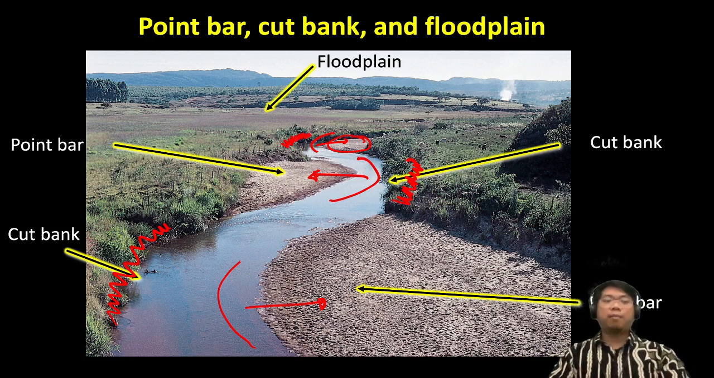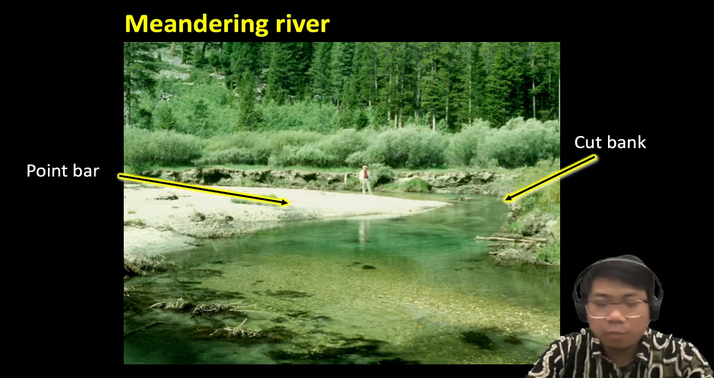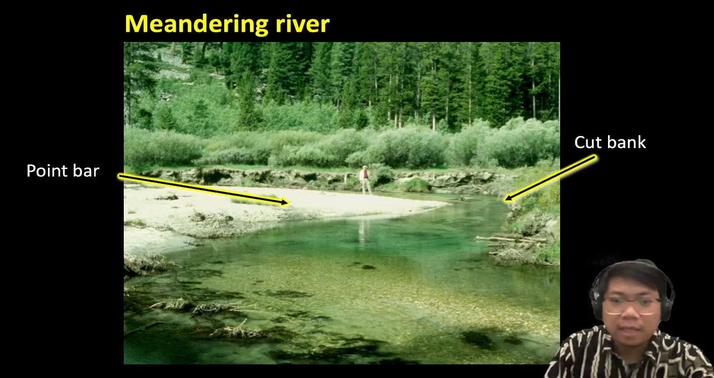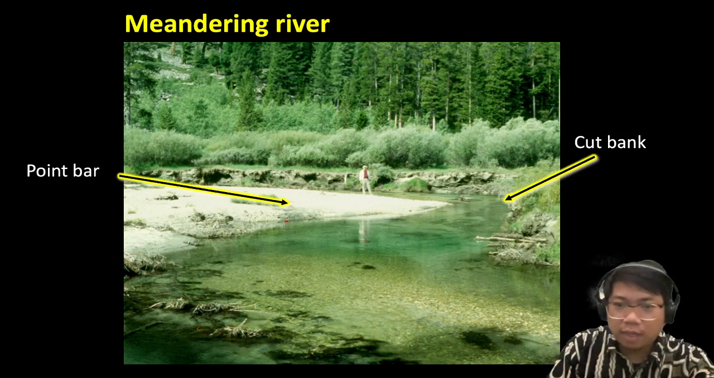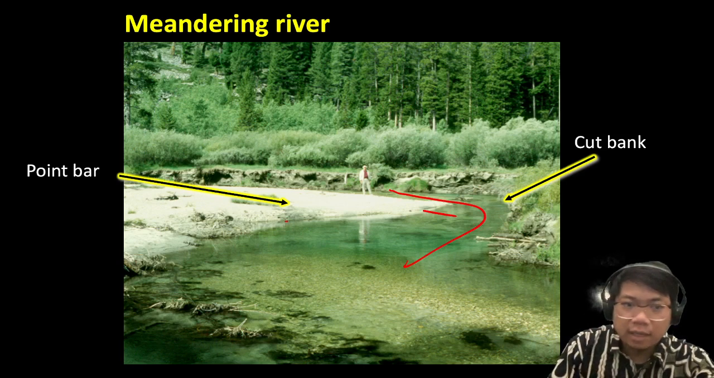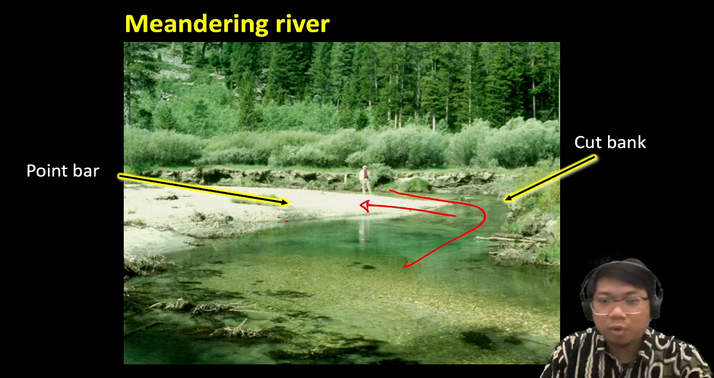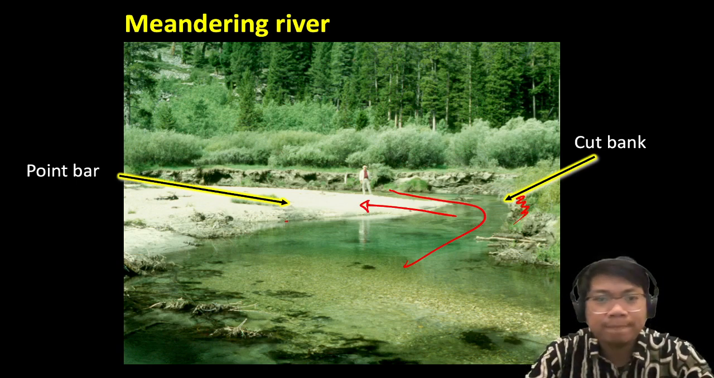Okay, so again, the point bar is on the inner side of it, and on the opposite side of the channel we will have cut banks. And there's a reason why cut banks and point bars form, and I'll talk about that in the next few slides. But here's another example of a point bar right here. We have the channel going this way, and again on the inner side of it we have lots of sediments that accumulate, representing the point bar, and on the opposite side we have the cut bank.